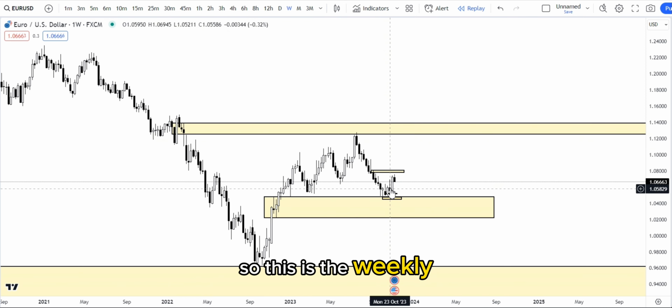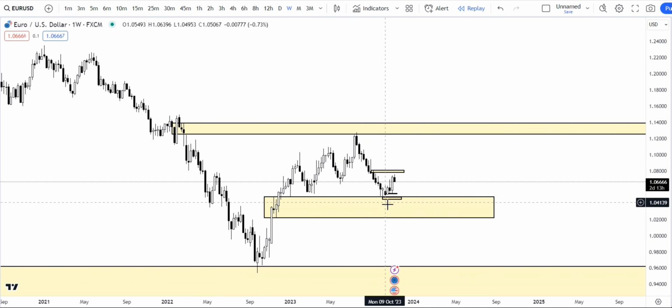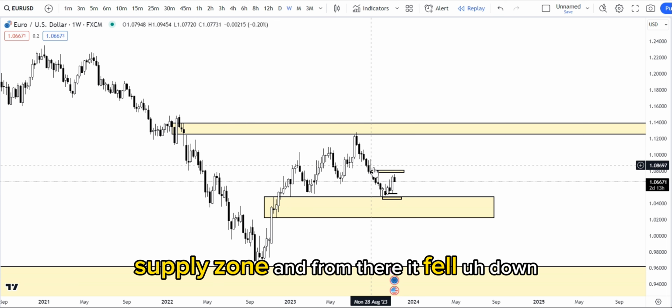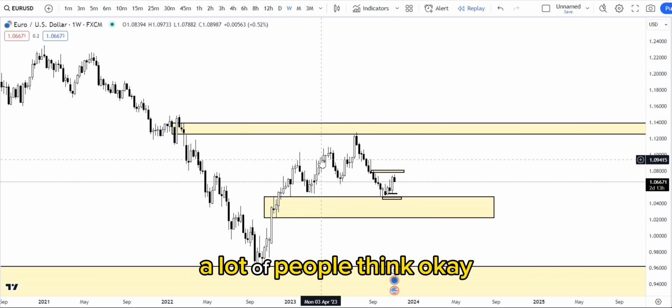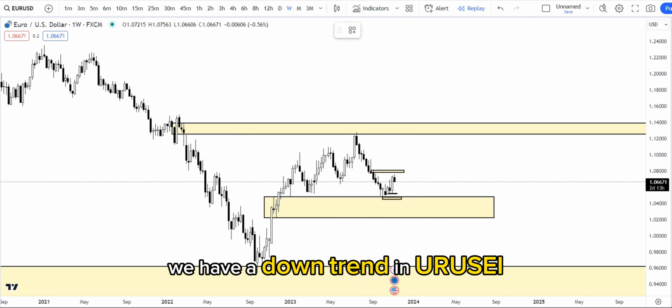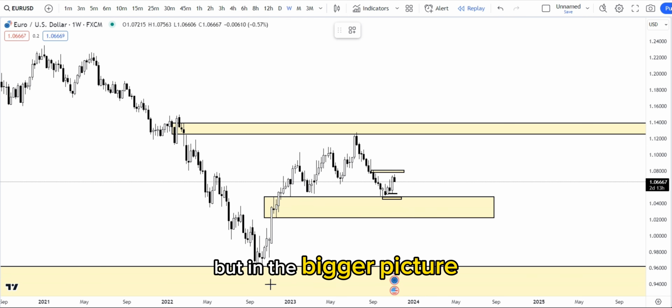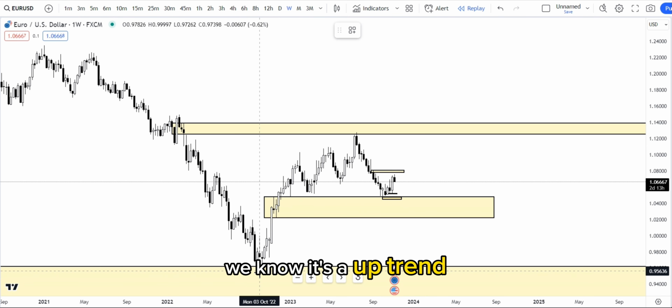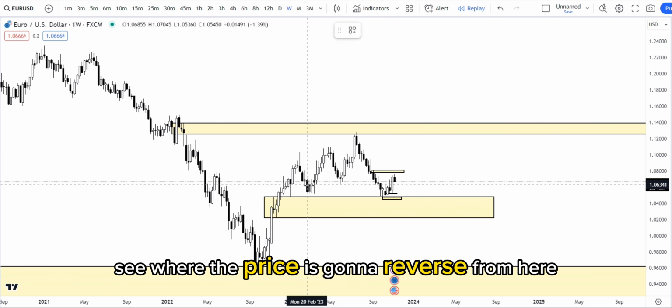So this is the weekly, and what I identified is that price here hits a supply zone, and from there it fell down, but you can see it made a very big pullback. A lot of people are saying we have a downtrend in USD. It is a downtrend on the lower time frame, yes, but in the bigger picture we know it's an uptrend, and I want to see where the price is going to reverse from here.